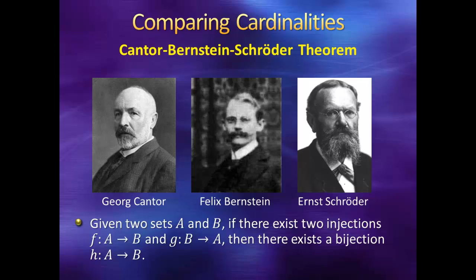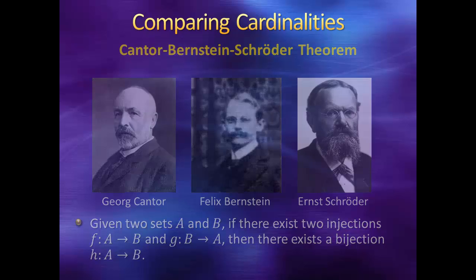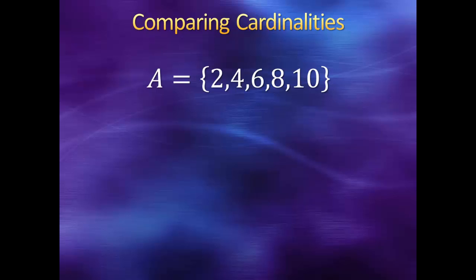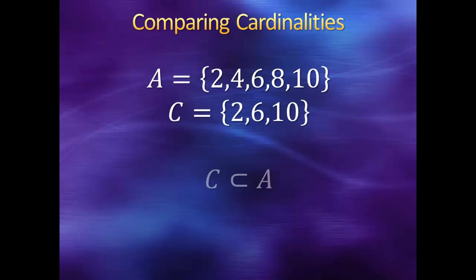Cardinality is a pretty easy thing to deal with for finite sets. However, once we start dealing with infinity, things get a bit more interesting and bizarre. Suppose we consider our set A from earlier, and this time consider a set C equals 2, 6, 10. We can see that C is a subset of A. Not only that, it's a proper subset of A. What's more, the cardinality of C is less than that of A.